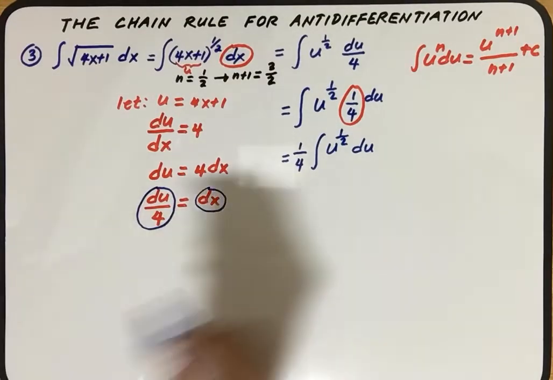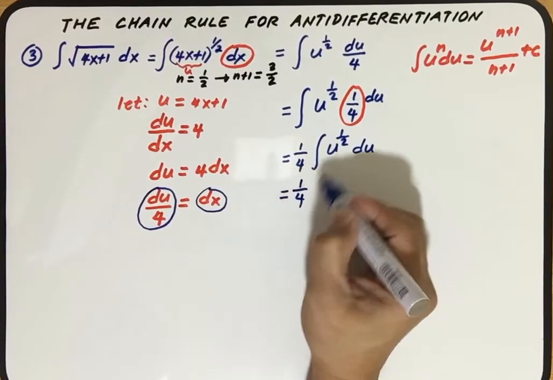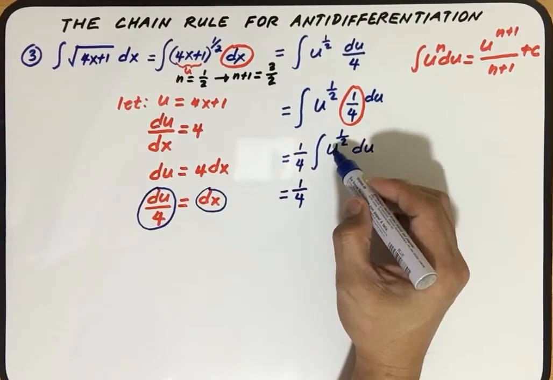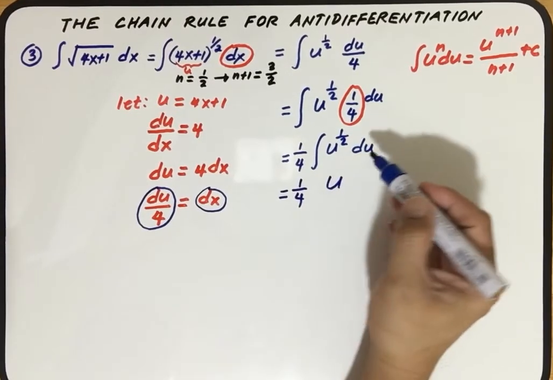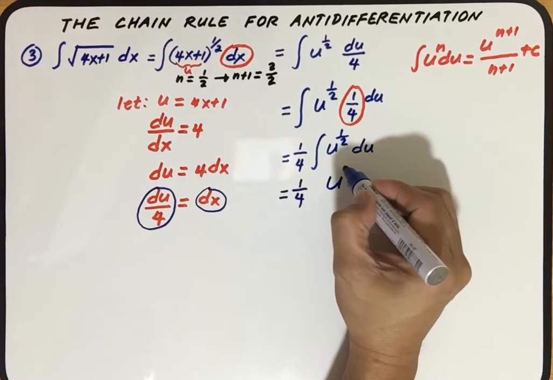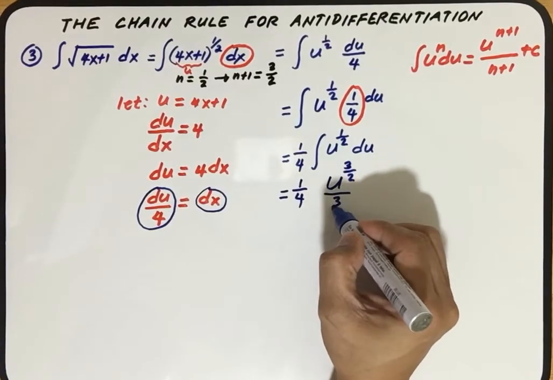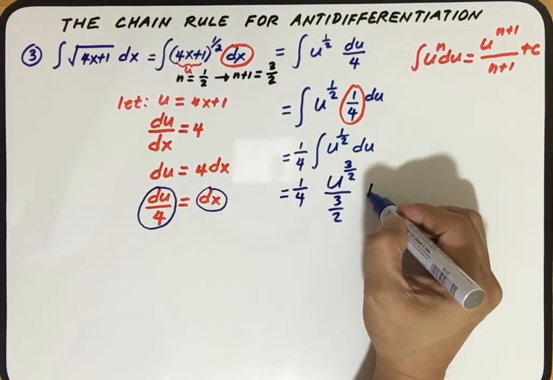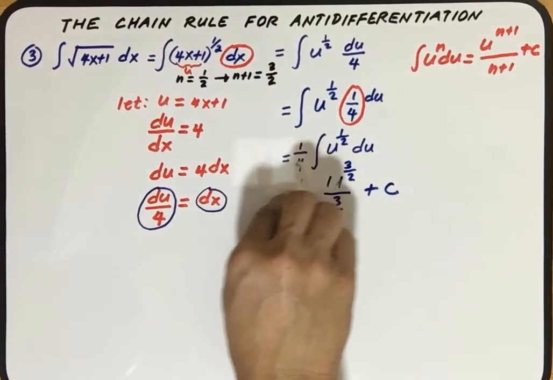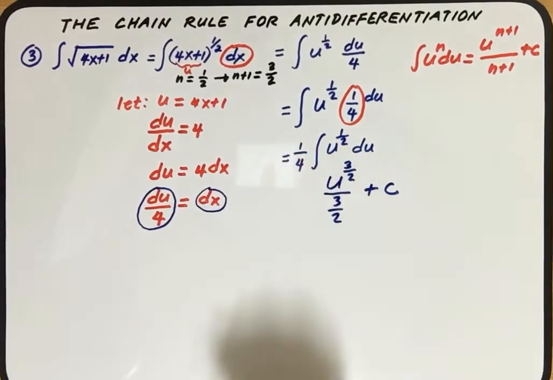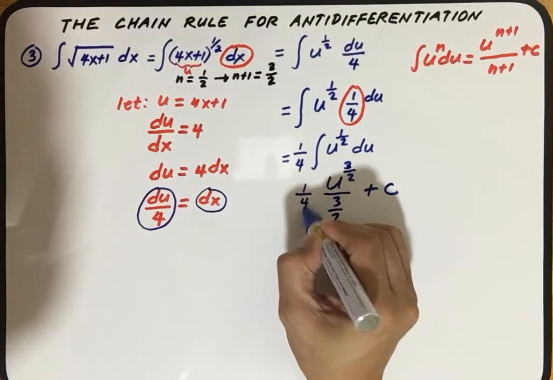So our integral now becomes 1/4. Using the formula, what is u to the n plus 1? So 1/4 times u to the n plus 1, where our n plus 1 is 3 divided by 2. Okay, so 3 divided by 2 divided by 3 divided by 2, because this is also n plus 1, then plus c. I will just rewrite this 1/4 here.